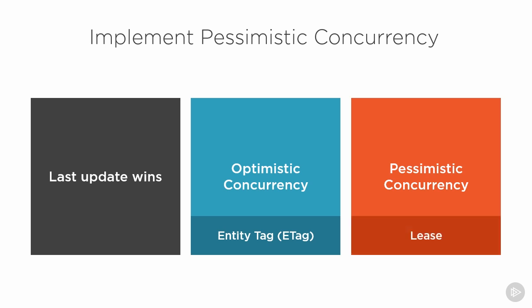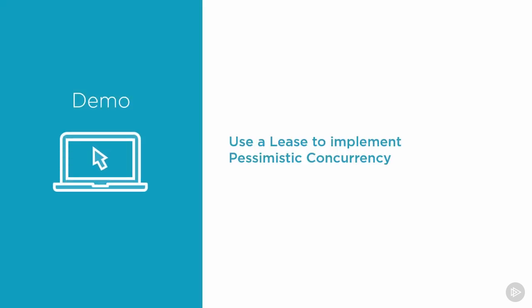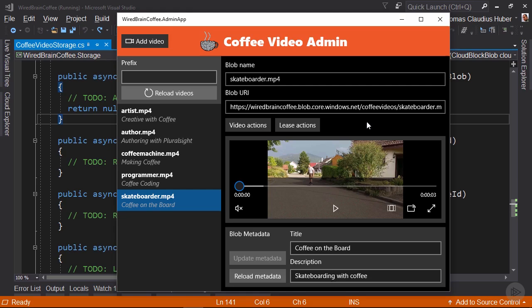Blob storage supports a lock with a lease. Let me show you now in a demonstration how to use a lease to implement pessimistic concurrency. Let's switch to Visual Studio.